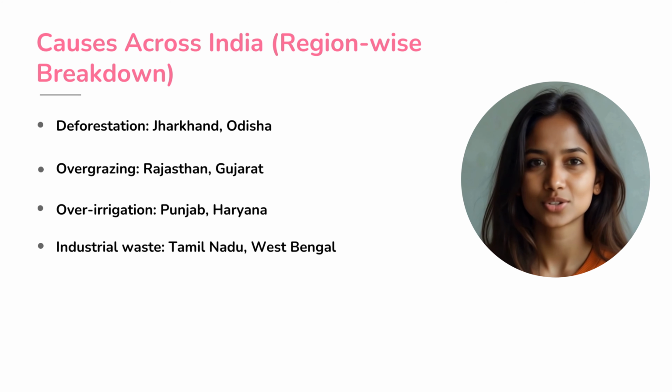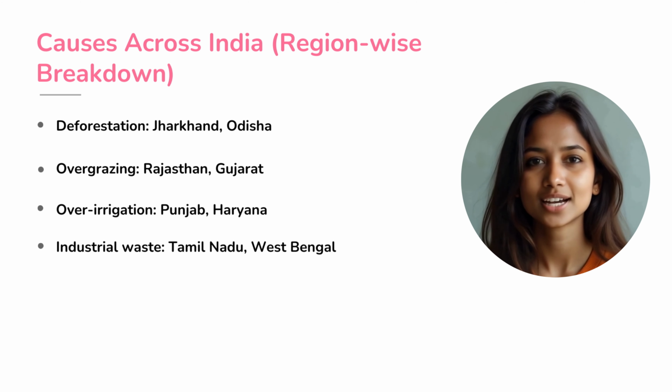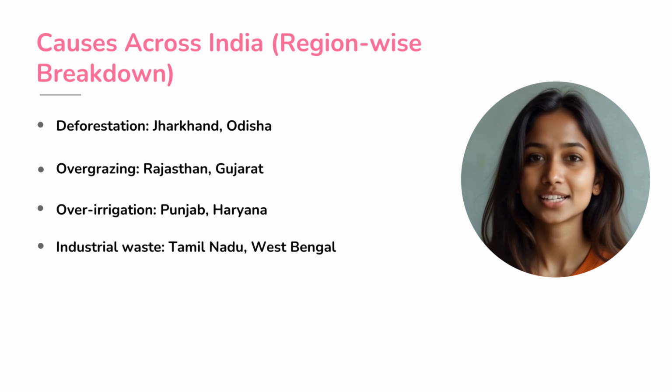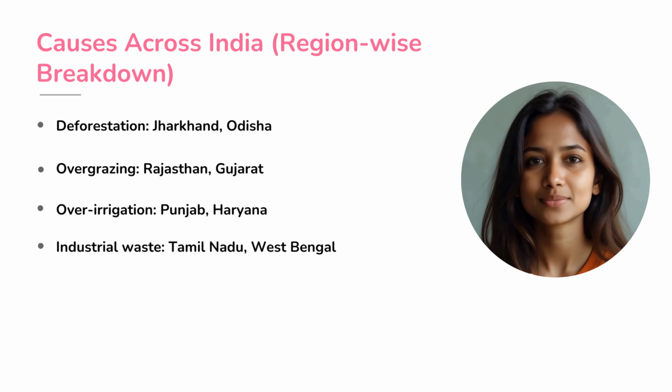Let's take a quick tour across India to see how land degradation varies from place to place. In Jharkhand, Odisha, and Chhattisgarh, land is scarred by deforestation due to mining. Gujarat and Rajasthan struggle with overgrazing. In Punjab and Haryana, too much irrigation is the problem, leading to salty, alkaline soils. And in industrial zones, factories pollute soil with chemicals and dust. Different problems, but one common result: unhealthy land that can't support life.